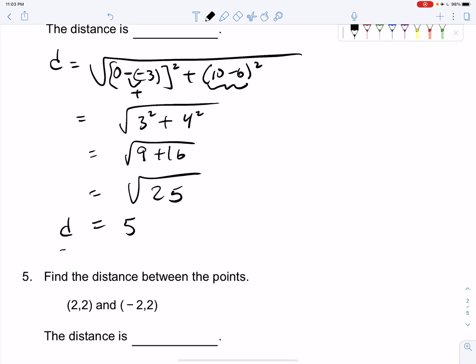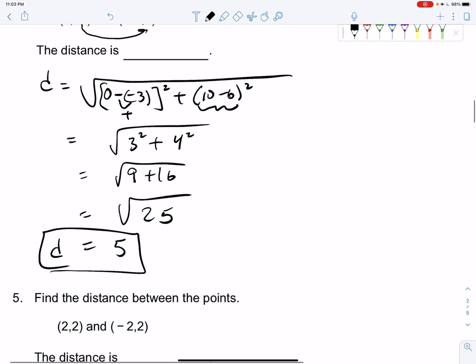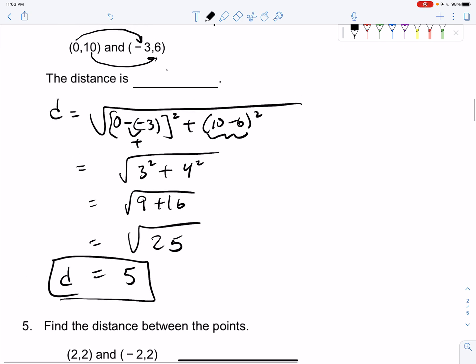Once again, we cannot use the negative sign because this is a distance, and distances will always be positive, right? Physical distances are always positive.